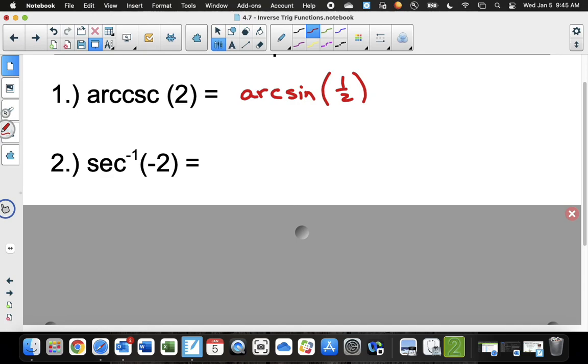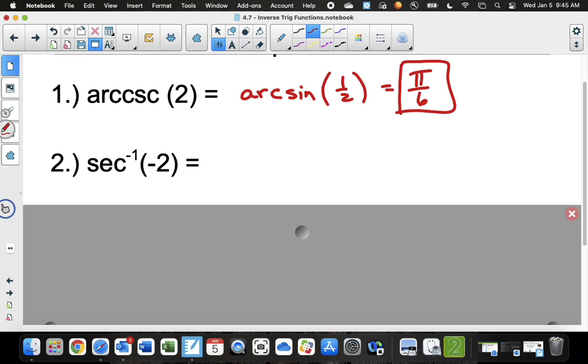This one, by the way, if you actually did it, anybody tell me what the answer is? Where does the sine equal 1/2? Pi/6. Yeah. So the arc cosecant of 2 is the same thing as the arc sine of 1/2, which is pi/6. Okay. In this case, inverse secant of -2, same exact idea.